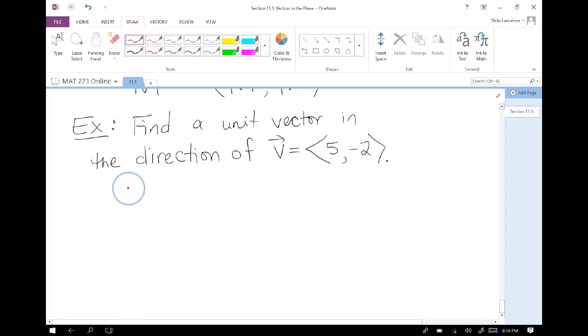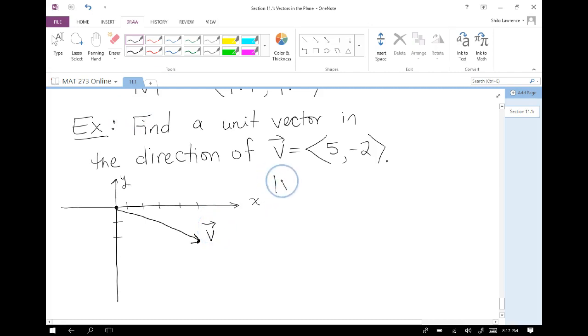And just to drive home this concept, I'm going to draw the original vector, and then I'm also going to draw the unit vector that we create. So the vector 5, -2 goes from the origin out to 5 on the x-axis and -2 on the y-axis. So that's our original vector v.